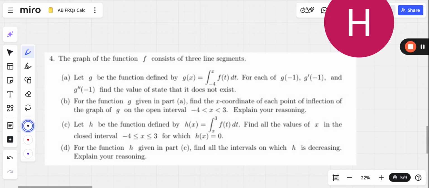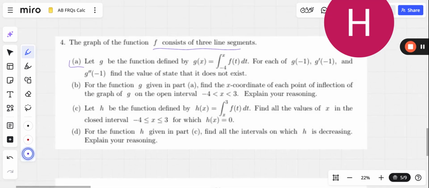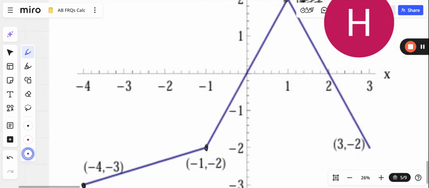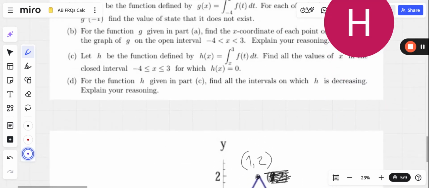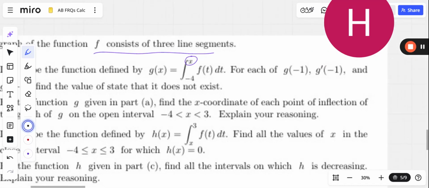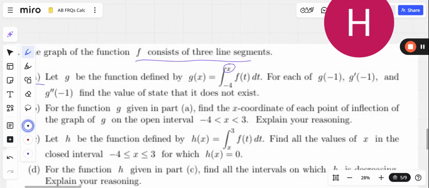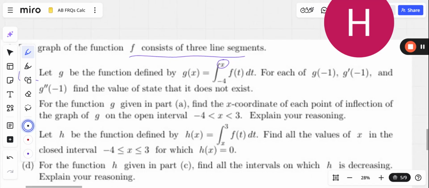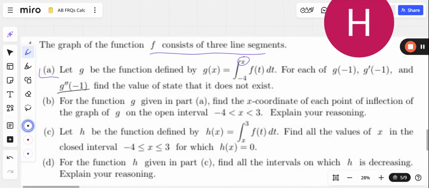Alright, let's get started. Part A, and as it says, the function is 3 line segments. Part A, let g be the function that is defined by the integral of this graph from -4 to x. A little bit of typo here. It says for each of these, g of -1, I want you to find that. I want you to find g prime of -1. I want you to find g double prime of -1. Find the value, or state that it does not exist.